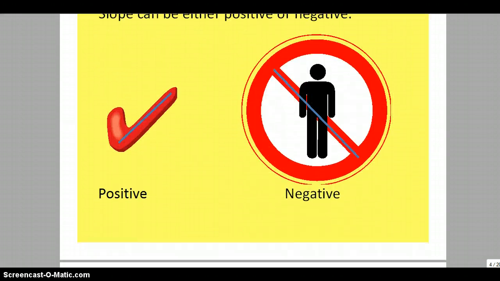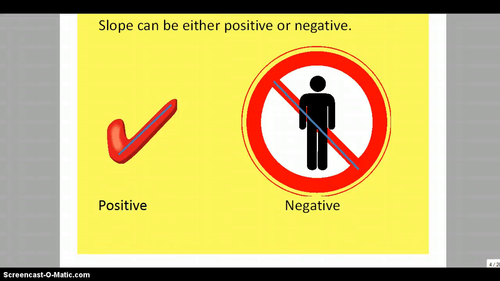Okay, now slope can either be positive or negative. I like to remember it as if it's positive, it's like a check mark and the line will follow the long edge of the check mark, and that's positive. Negative, that means no. So this sign, like no smoking, do not enter, and those lines always fall downward going left to right. I expect you to be able to look at a line and determine whether the slope is positive or negative.